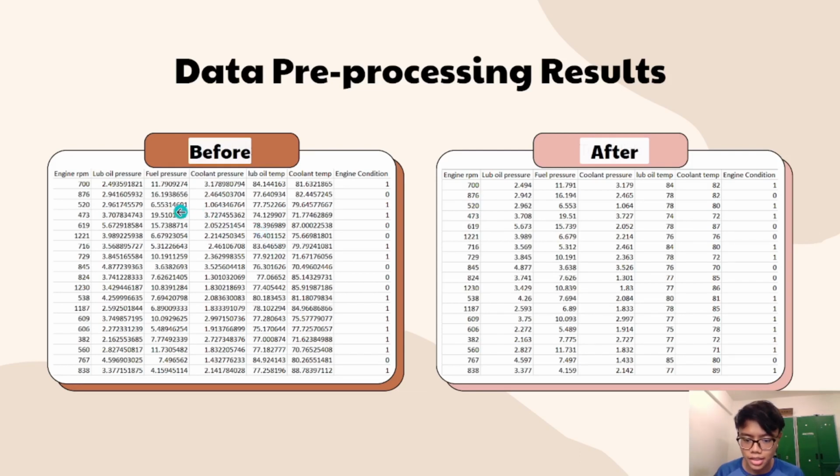As we can see here, we will round the values for lube oil pressure, fuel pressure and coolant pressure to 3 decimal places. And for lube oil temperature and coolant temperature, we will round the values to their absolute numbers. Next, Zawawi will proceed with the learning algorithm code.